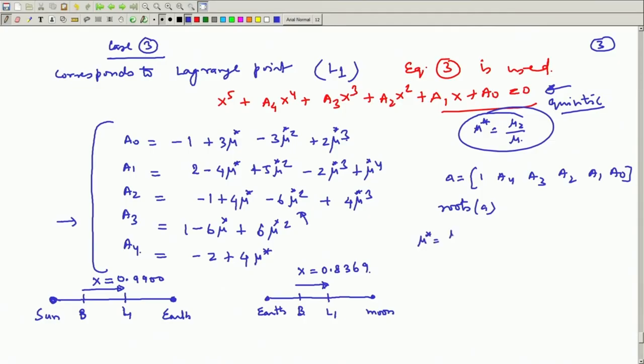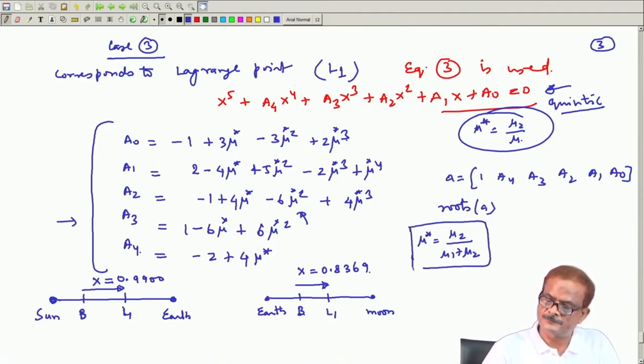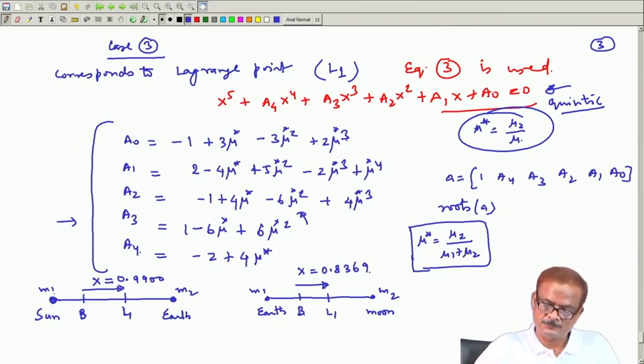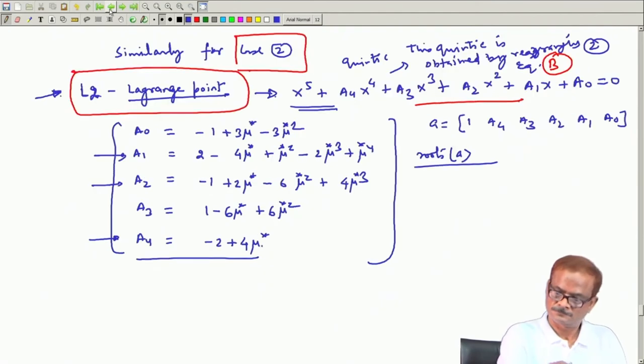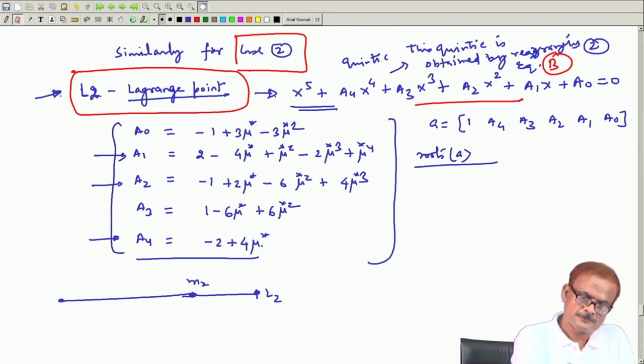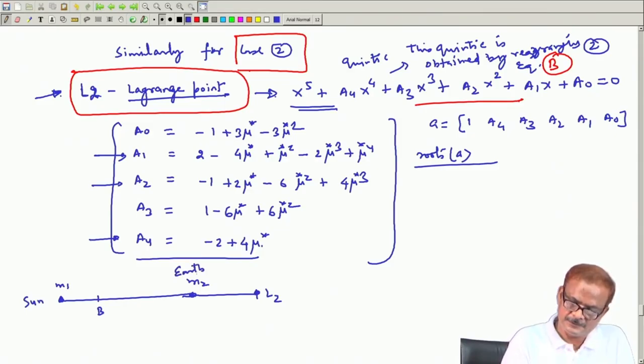Mu star we can write as mu 2 divided by mu 1 plus mu 2, and I will list the masses of the sun, earth and moon. This is your m 2, this is m 1. Similarly, for the point L2 lying here, this is m 2 and m 1 is lying here, the barycenter is here, this is your sun and this is earth.